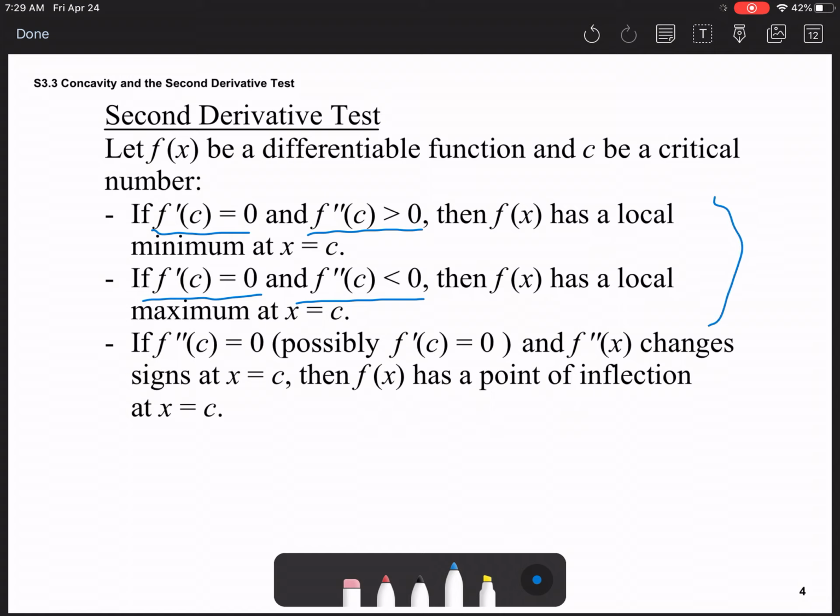The third part, if f double prime of c is equal to 0, doesn't necessarily mean f prime of c is equal to 0. If f double prime of x changes signs at x equals c, then f of x has a point of inflection at x equals c. So this is the second part of the second derivative test. That tells you where you get intervals of concavity, or changing from concave up to concave down, or vice versa.